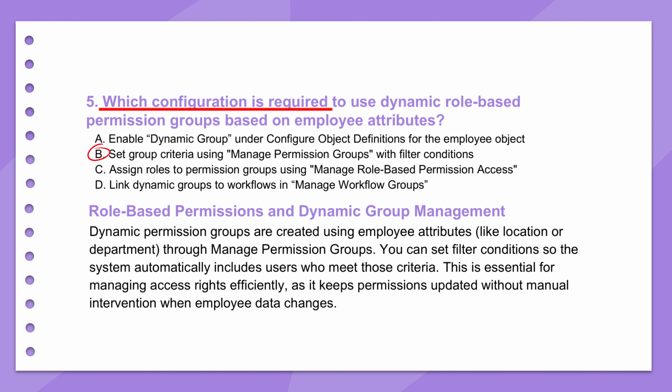Yeah, dynamic groups are specifically created and handled within the Manage Permission Groups tool. You define them by setting up logical filters, basically rules based on different employee attributes. So you might say, everyone in the sales department in the London office. And the beauty is, this setup ensures the group membership updates automatically whenever an employee's data changes that matches or stops matching the criteria. So if someone transfers from Sales London to Marketing London, they automatically drop out of the first group and potentially into another.